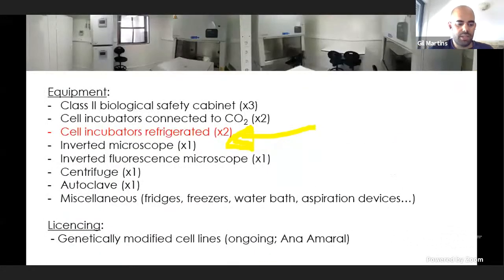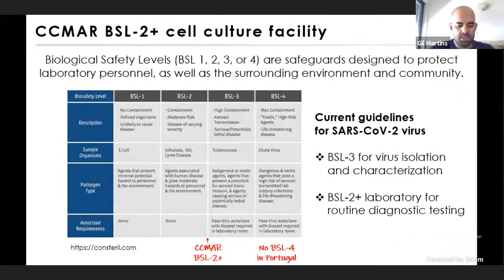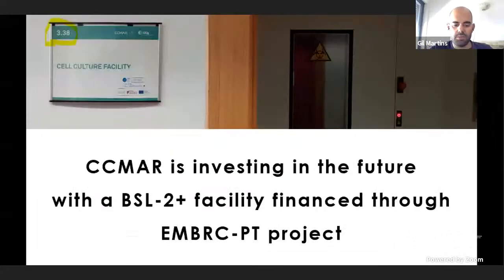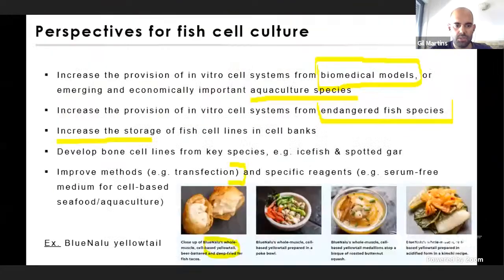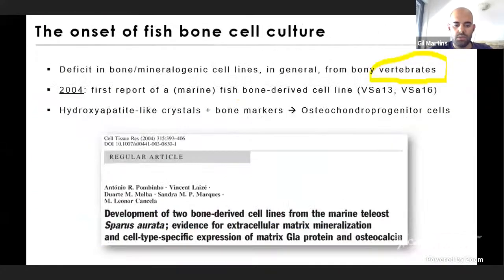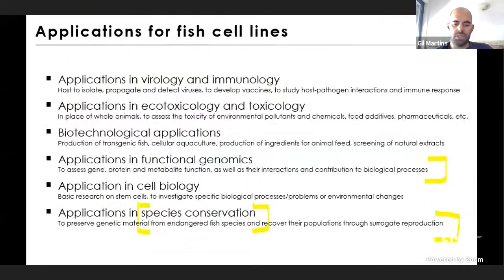While people are thinking, I have two questions. The first one is, when you talk about the functional genomics of using cell lines, do you know how efficient the CRISPR technique is on fish cells? Do you have an idea?